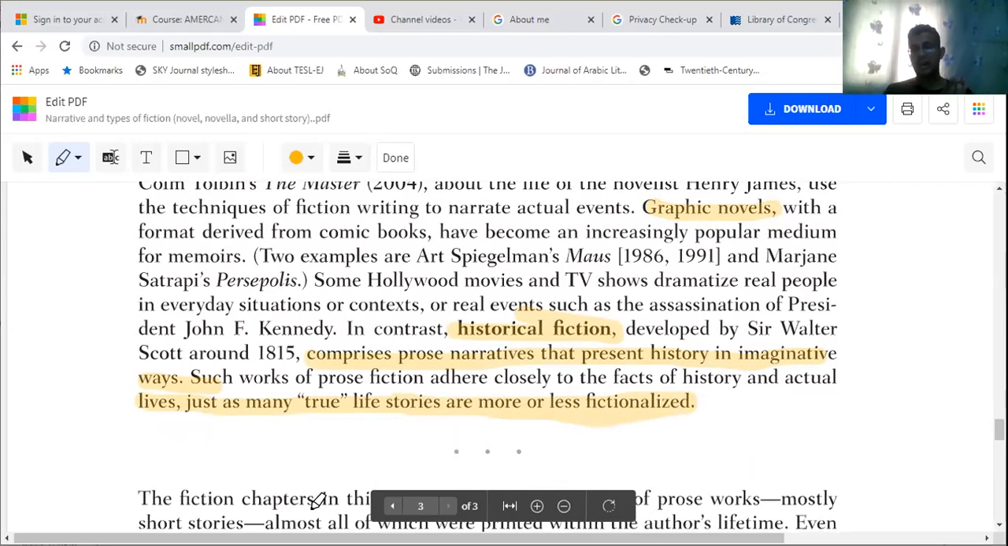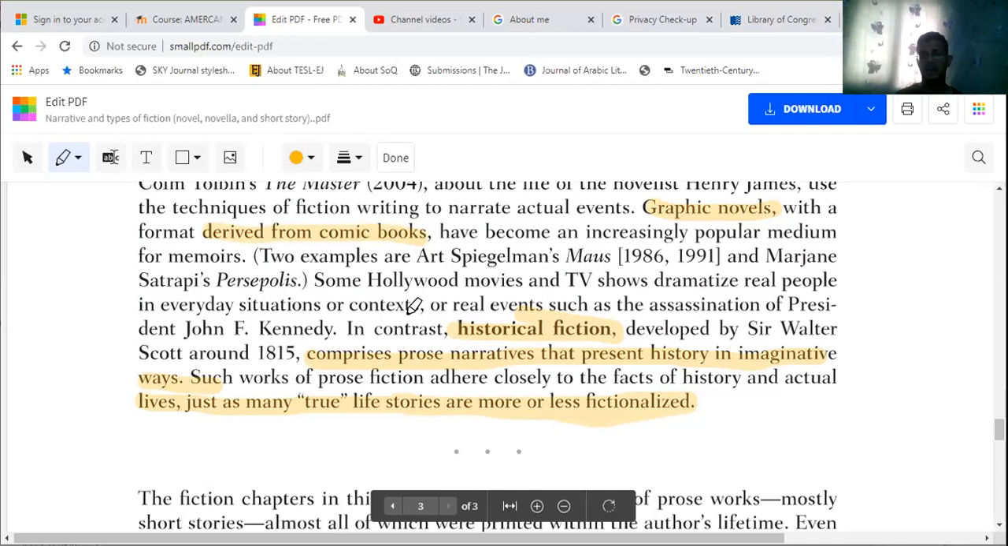So sometimes we have fiction that uses real events in real life. For example, historical fiction. Historical fiction talks about history, but in a fictional way. So we have real figures, but we have fictional events. So again, novels can be both fictional and non-fictional. Graphic novels, for example, are derived from comic books, as you can see here. So graphic novels are fictional, but they are derived from comic books, which are non-fictional or factual books.